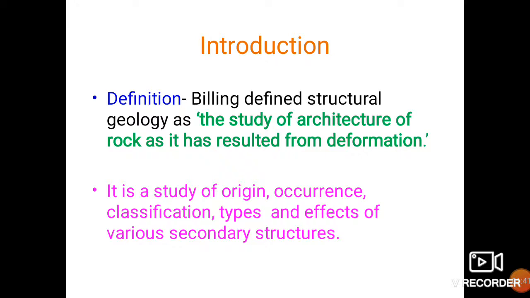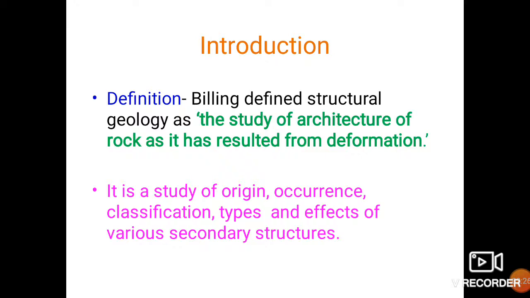Another definition of structural geology is it is a study of origin, means how these structures originate, what are the forces responsible for origin or formation of these structures, then their occurrence, where does any one particular structure occur in the rock, then its classification, means whether it is genetic or any other kind of structure, that is the classification of the structures. Then their types.